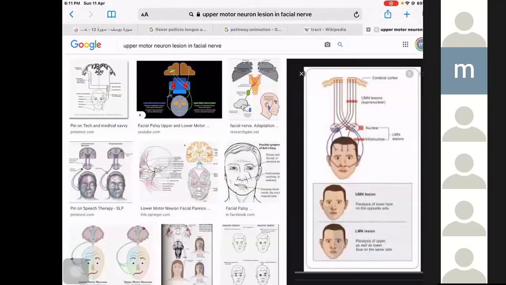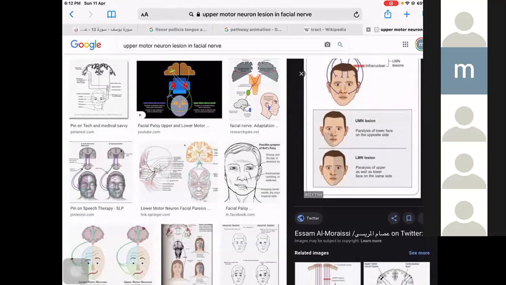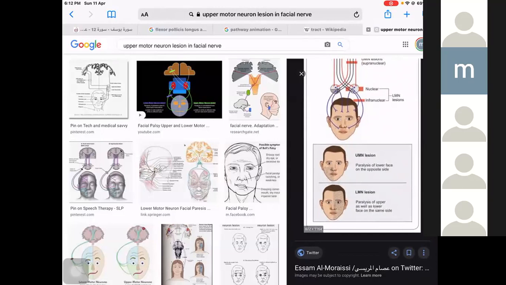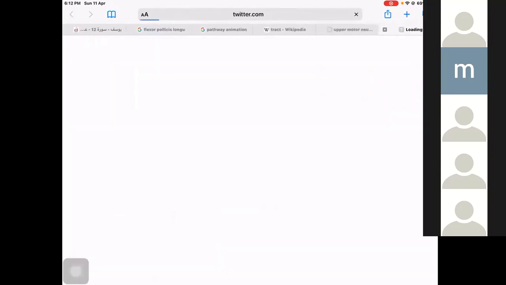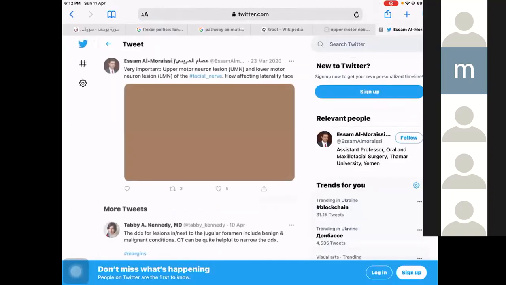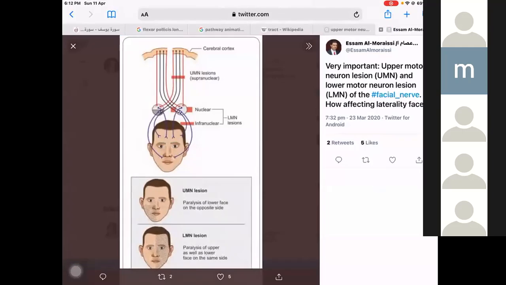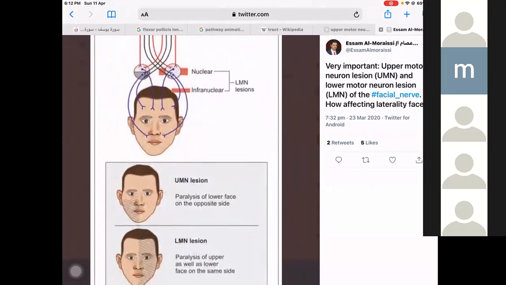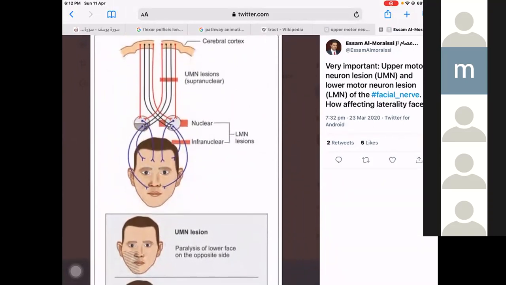أنا مش عايز دي. ده اللي ساعد عليه الأستاذة الدكتورة. دخلت اللور موتور نيرون ليجن لما حرقنا النيوكلير كلها. Paralysis of lower face on the opposite side.